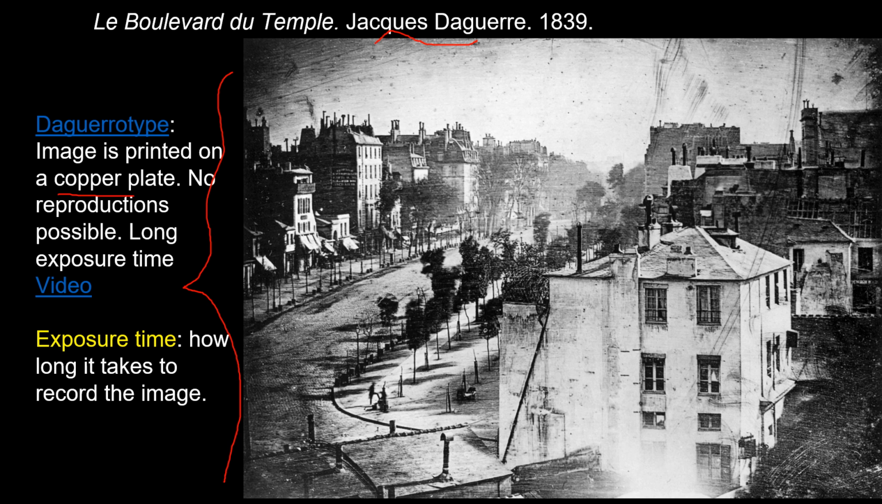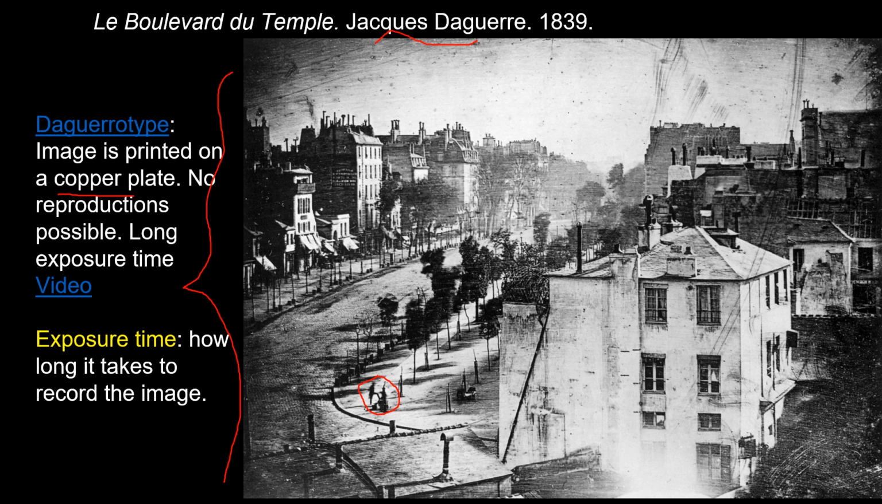A couple things about the daguerreotype that are kind of interesting. One is this scene actually depicts a busy Paris street during lunchtime. And you're thinking, well, if this is a busy Paris street, where the heck is everybody? There's only one guy in this whole picture, and it's him right here. What's going on there? Where are all the people?